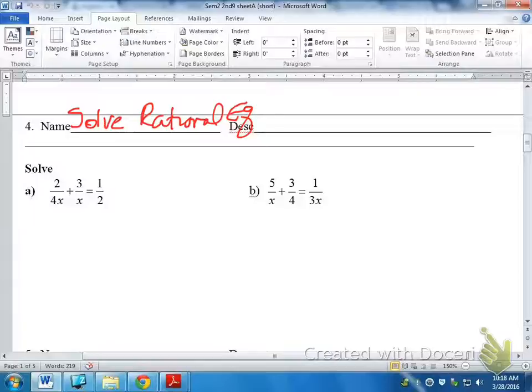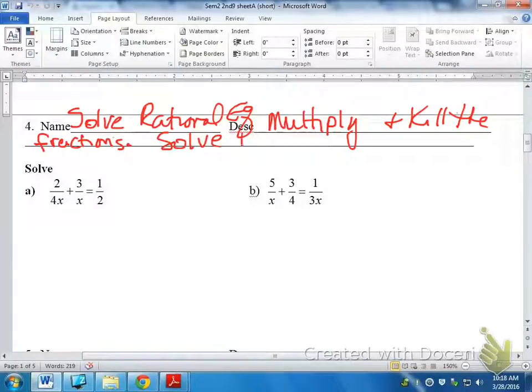So we're going to say multiply and kill the fractions. That's the key to this, to make this easy. And kill the fractions. Solve the new equation. That's the easiest description so far. Multiply and kill the fractions, solve the new equation. Okay, so here's my problem.